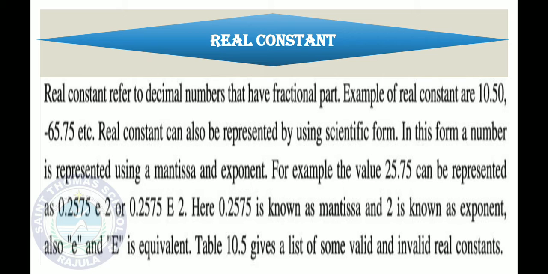So here in this example, 0.2575 is known as the mantissa, and the 2 is known as the exponent. Both the small e and the capital E are equivalent; any of the E can be used. So these real constants can be represented either through real fractional numbers, or with the scientific form with the help of mantissa and exponent.